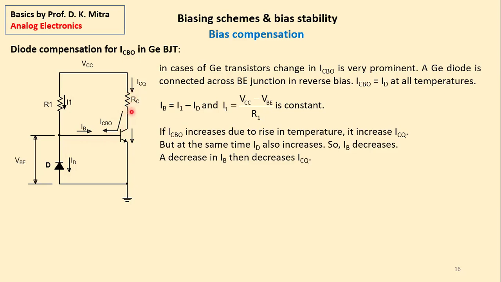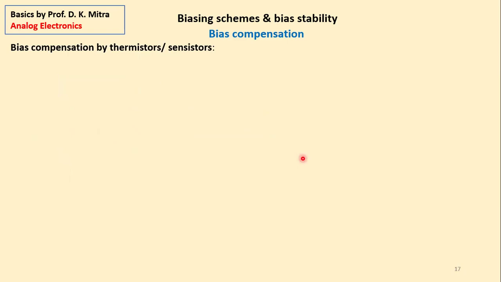That means if ICBO increases due to rise in temperature, it tries to increase ICQ. But at the same time, ID increases, so IB decreases. If this current decreases, then ICQ decreases. So the rise in ICQ is compensated by the decrease in ICQ. This is one technique. The third technique is a very handy technique, compensation of bias by thermistors and sensistors.